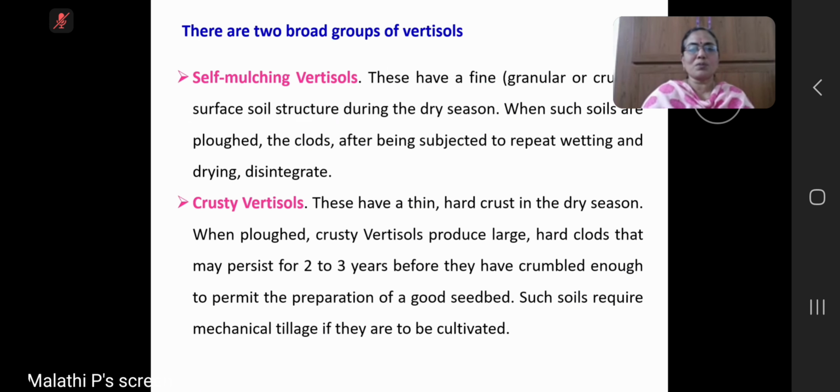There are two groups of vertisols. One is self-mulching vertisol, another one is crusty vertisol. In self-mulching vertisols, after the plowing the field, we can see aggregates. These aggregates will disintegrate due to repeated wetting and drying. Whereas in crusty vertisols, large and hard clots are formed, and they will not disintegrate, and they may persist for 2 to 3 years. So such soil require mechanical tillage if you want to do cultivation in that soil.